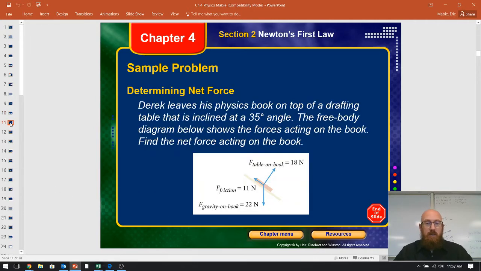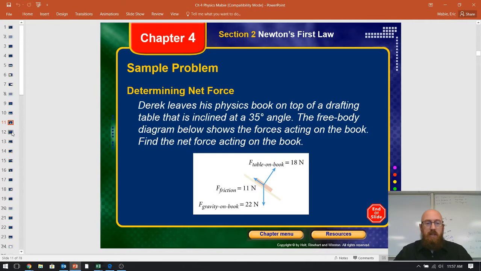So here we go. Derek leaves his physics book on top of a drafting table, inclined at 35 degrees. There's the free body diagram. Notice they're starting to use the subscript, the force of the table on the book. Friction is holding the book up. Force of gravity is acting straight down, as it will. Now, the hardest part is we have to add the forces together and figure out, okay, is it moving or is it not?